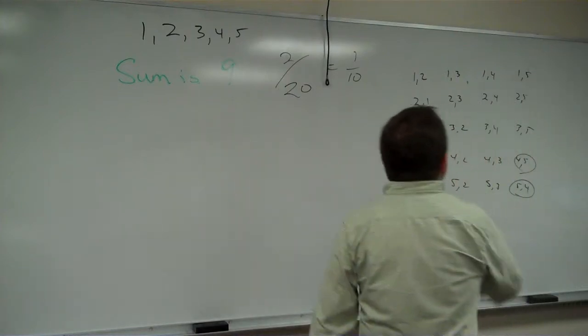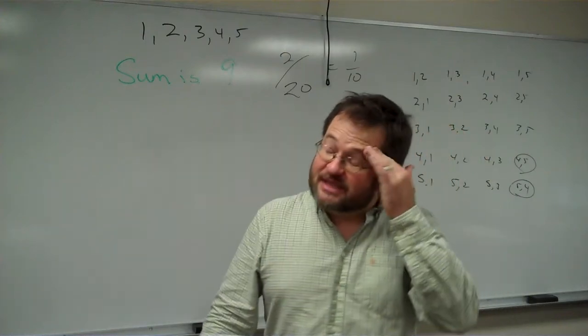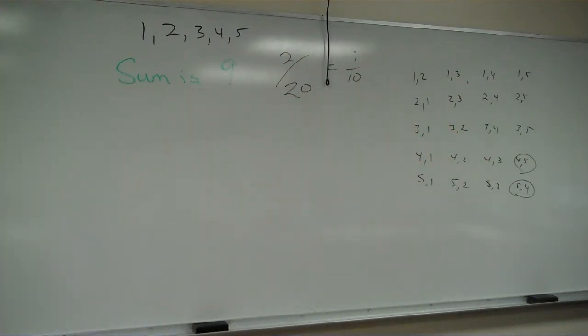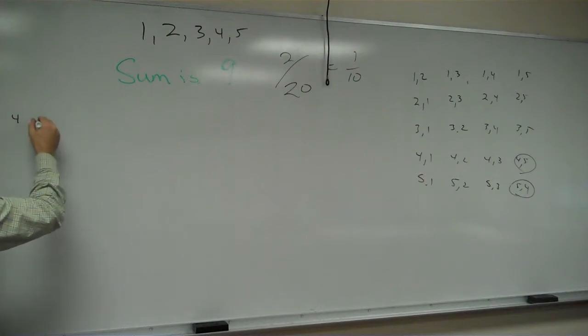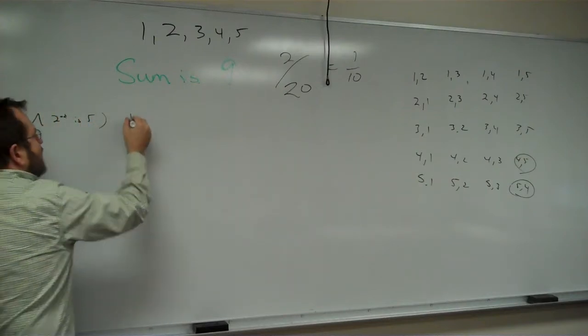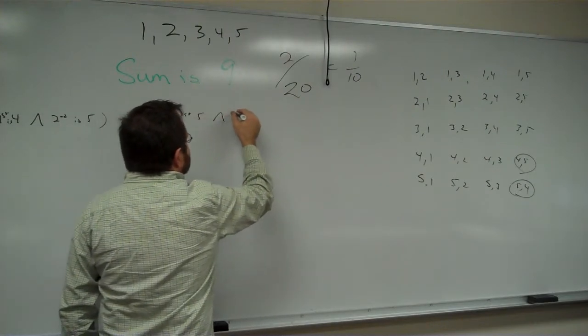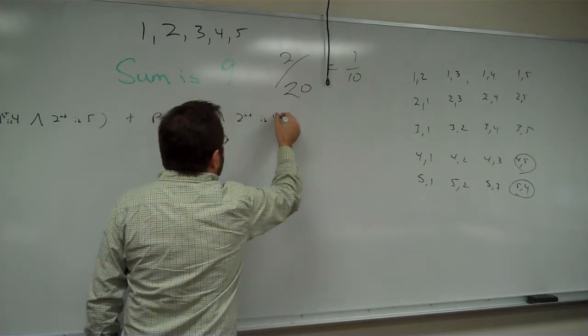All right, so yes. There were 20 ways it could happen, and 2 of them were right. Now, was it MJ who did it trying to use union rules and stuff like that? Yeah. You could do it as the probability that the first one is a 4 and the second is a 5, plus the probability the first is a 5 and the second is a 4.